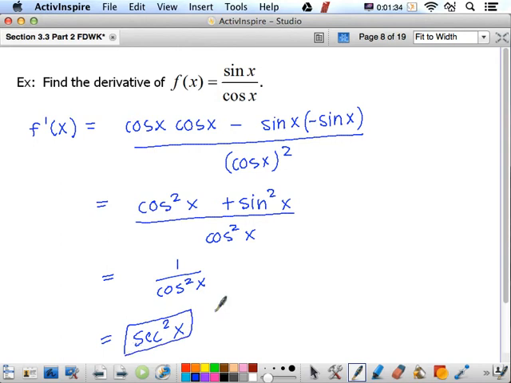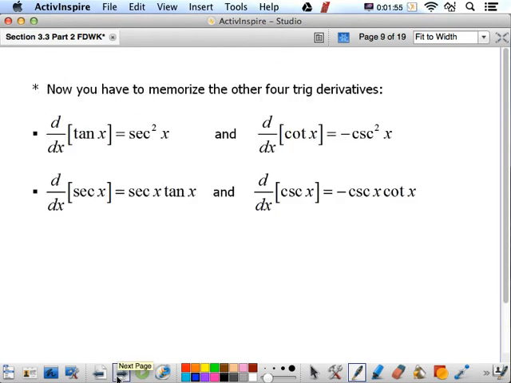Guess what, you guys? There's actually a shortcut for this. Okay, good. What is sine over cosine? Tangent of x. So basically what we just did was we found the derivative of tangent of x, and we found that the derivative of tangent of x is secant squared of x. And that brings us to the remaining 4 trig functions that we haven't memorized yet. So I'm going to pause right here, and I'm going to let you guys take notes on that.